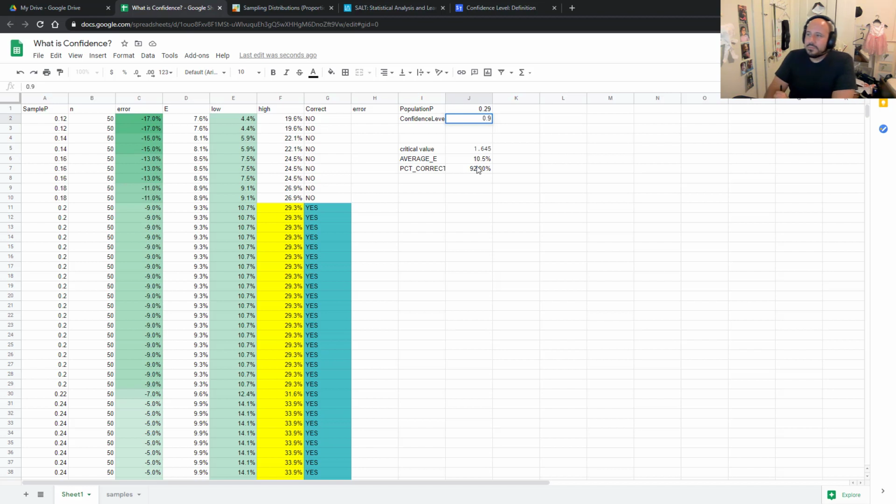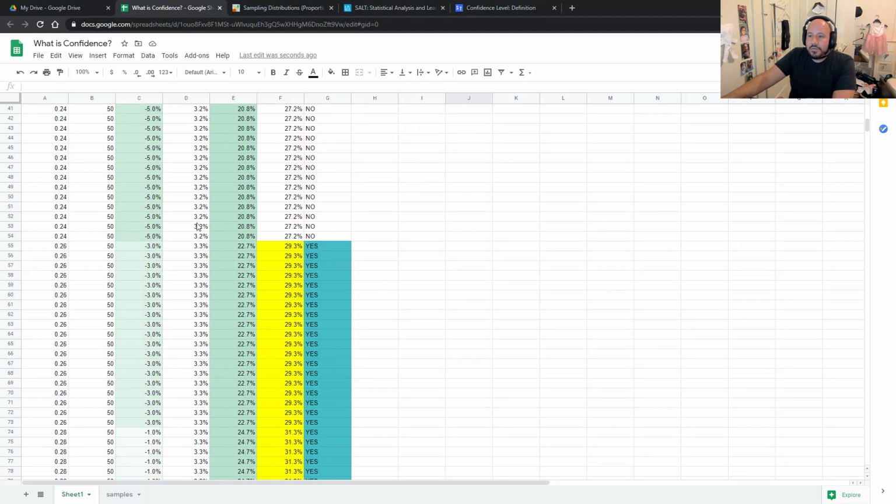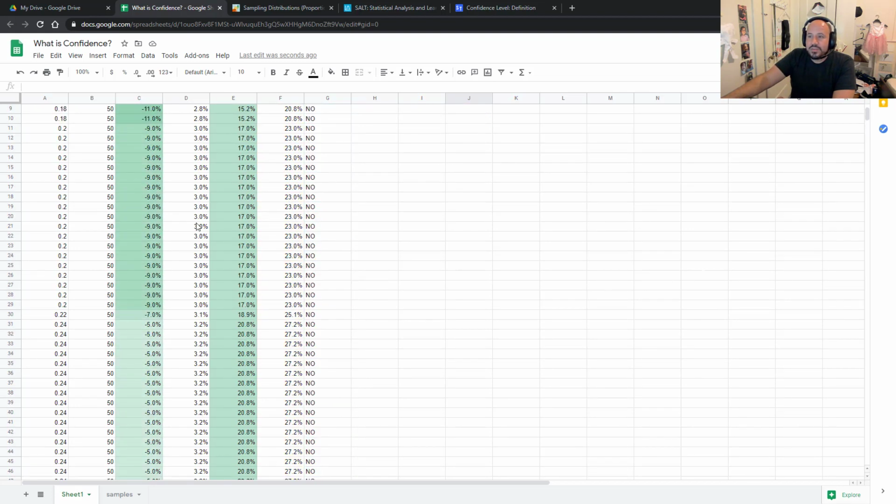Okay, now another thing that's going to be nice about this is I can also make a confidence level that isn't just one of those three. So what I'm going to do here is make a ridiculously low confidence level, like a 0.4. Now I want you to notice here, 0.4. Well, if you notice here, my margins of error are really small. We have like only 3% margin of error.